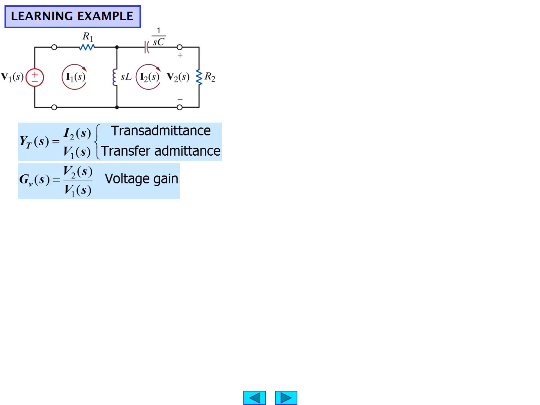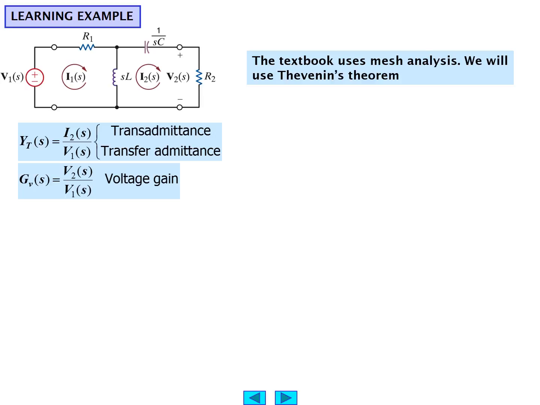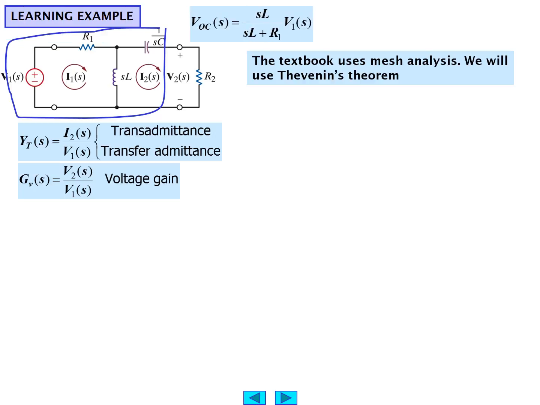Let's continue our example that we started. The textbook uses mesh analysis, and here we'll use Thevenin's theorem. We'll put a big blue box around the circuit that we'll consider the Thevenin equivalent circuit, and that, of course, is not including the terminals and the load resistor R2 and the target variable V2 of S. The open circuit voltage then consists of SL divided by SL plus R1 times V1 of S, because the capacitor 1 over SC does not participate.